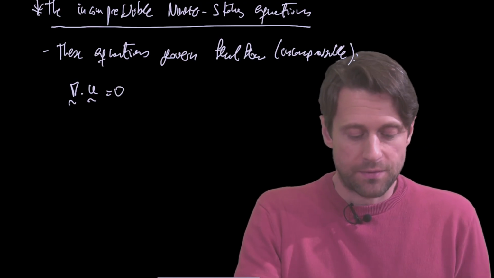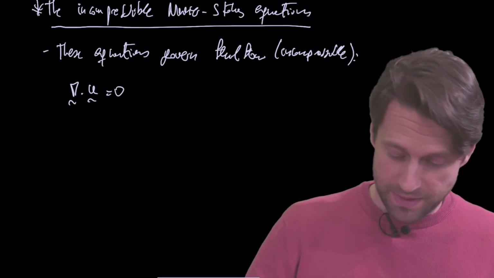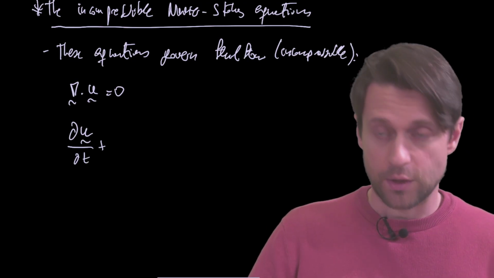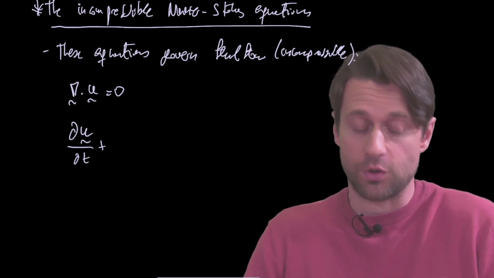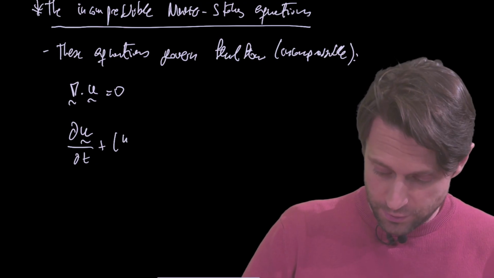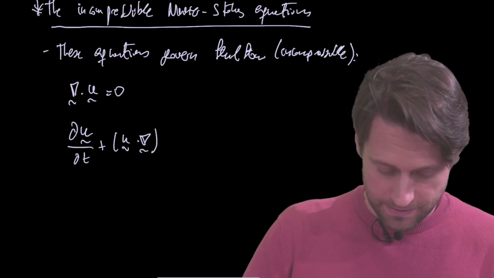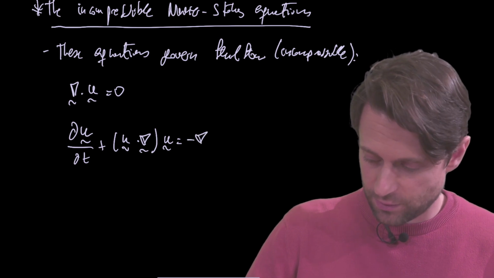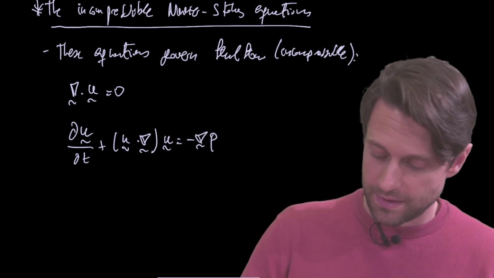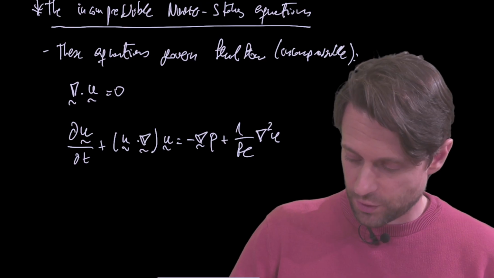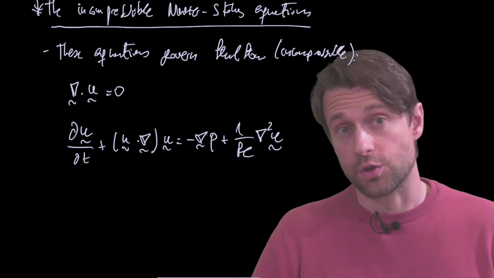And second, we have the conservation of momentum, which is basically that the partial derivative of u with respect to time plus the nonlinear term, which is a convection term, and this would be a u dot nabla u. This is minus the gradient of the pressure, or the pressure gradient, plus 1 over the Reynolds number times the Laplacian of the velocity. This last term will be the viscous contribution.